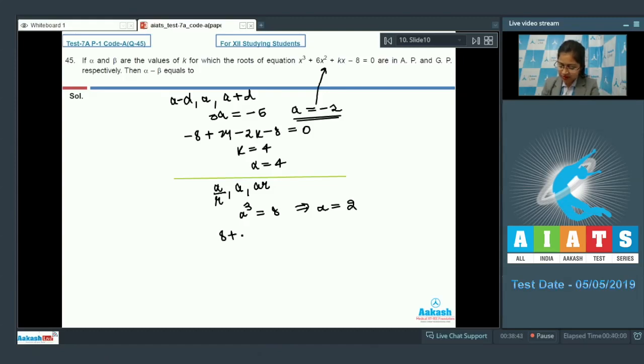So we'll get 8 plus 24 plus 2k minus 8 is equal to 0, which means that 2k is equal to minus 24, that is the value of k is equal to minus 12, that is the value of beta is equal to minus 12. So we can say that the value of alpha minus beta is 4 plus 12, that is 16. So the answer of this question is 16.